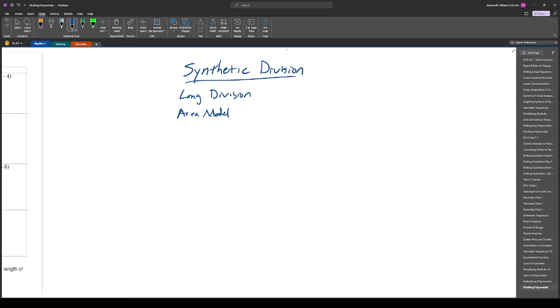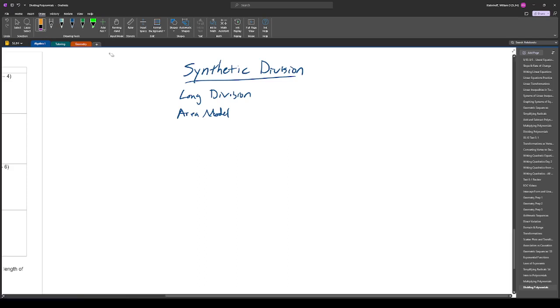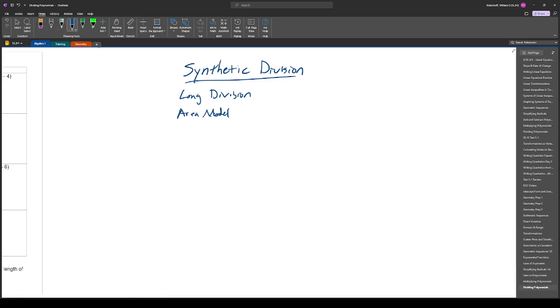But for example, we could, with the area model, divide by something like x squared plus 2x minus 3 and divide by a degree 2 polynomial. It would be no problem. We'd go through the exact same process as we did when we divided by a binomial. So synthetic division can't do that. So there are two very important limitations that, if you're going to try this, you should be aware exist.